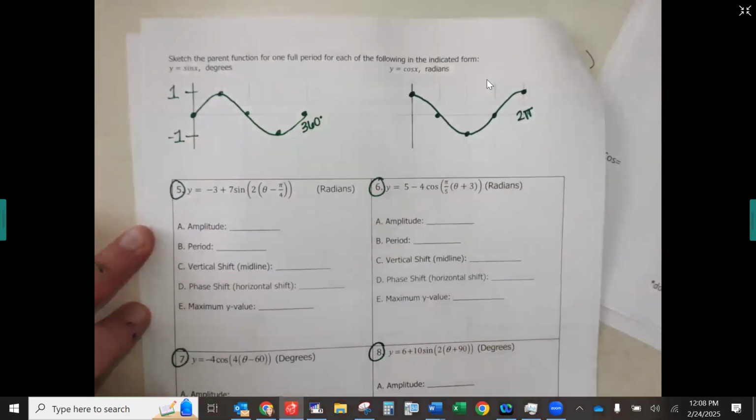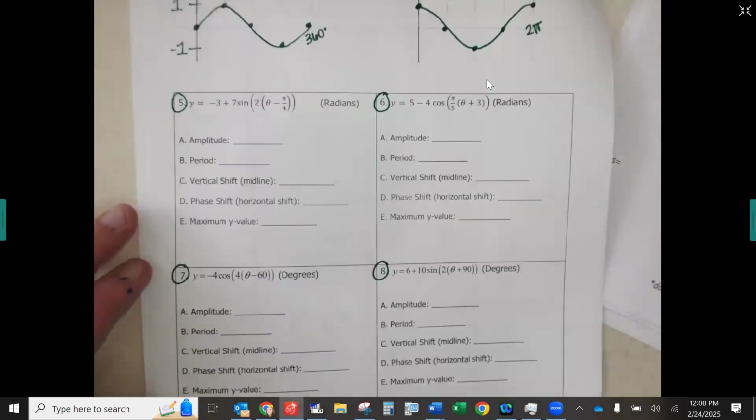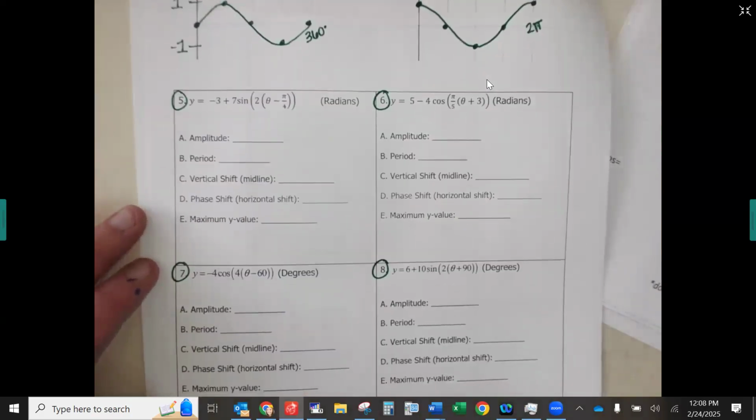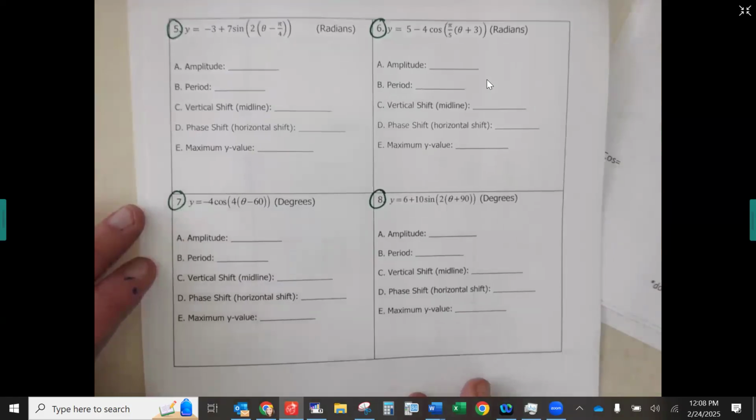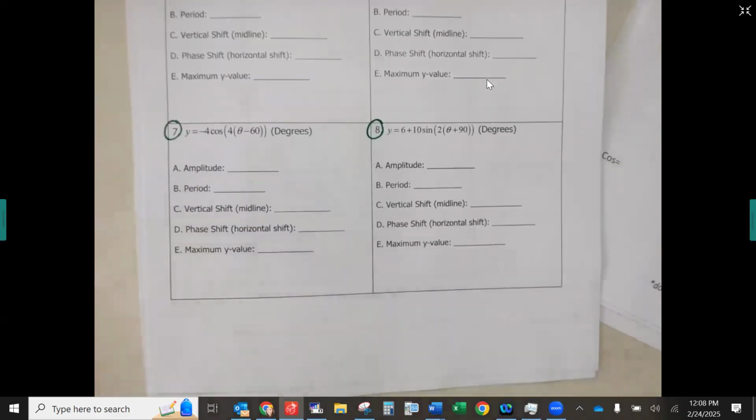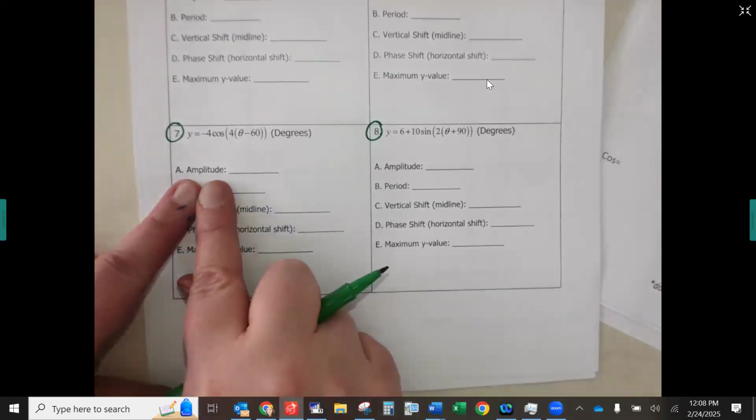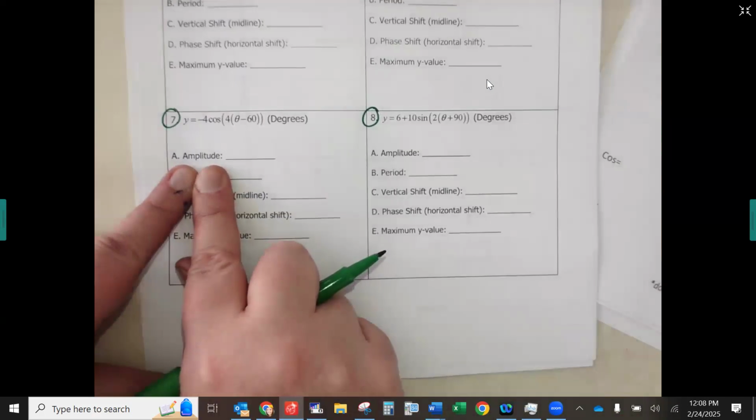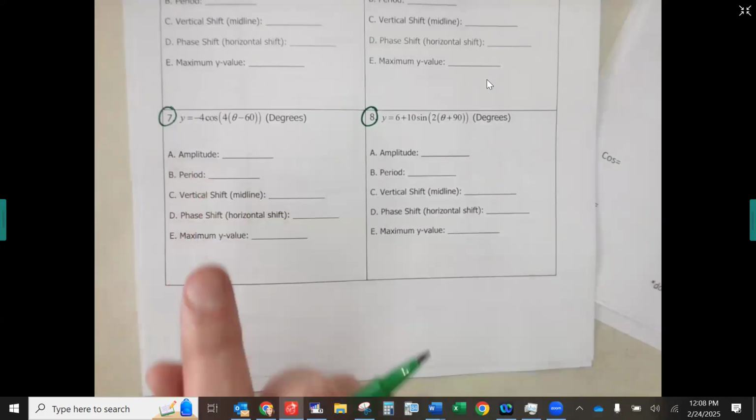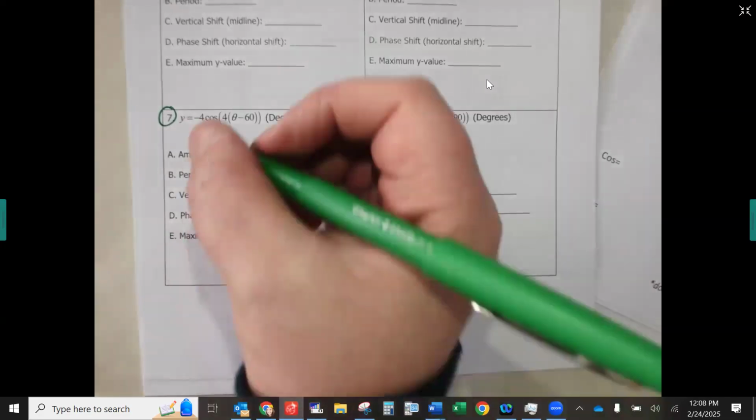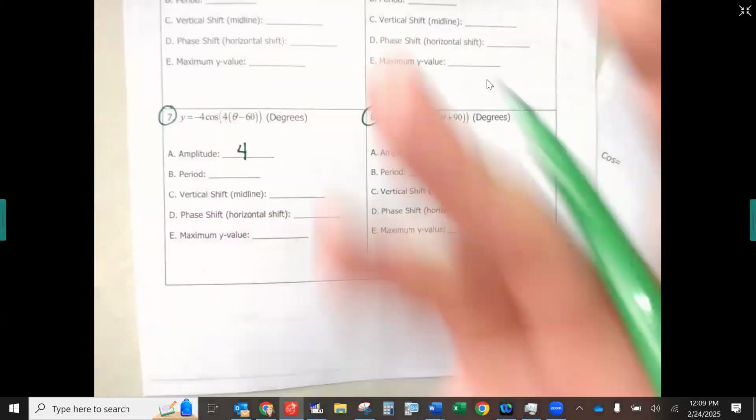Now, because it's been a minute since we did these in degrees, I'd like to run through number 7 with you just to make sure you remember how to do it. These are kind of scrambled in order, so which number controls the amplitude? Okay, it is the 4. So put for your amplitude, it's going to be 4.